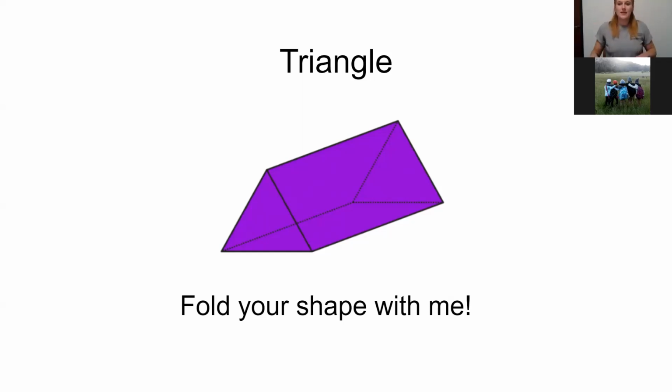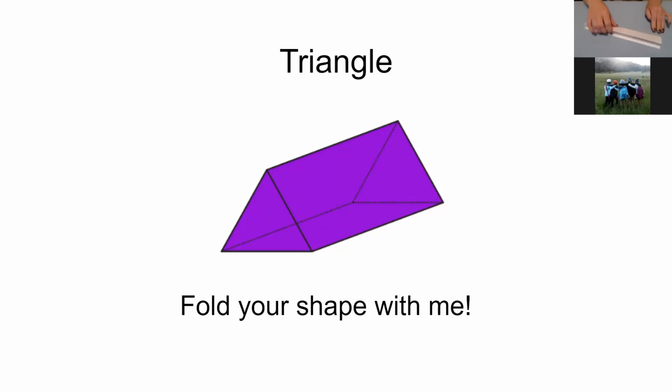Okay. Now, to fold our triangle, we're going to follow the same steps we used to make a rectangle. So our first step, we're going to fold along our long edge, and we're going to fold it in half and match up our corners. And then we go squish, squish, squish. And we're going to fold it in half again. So I'm going to fold it over and line up my corners. And then I go squish, squish, squish.